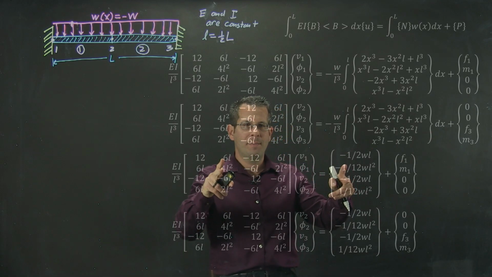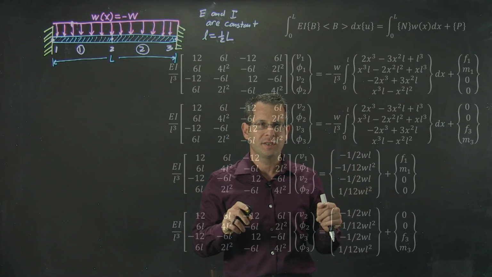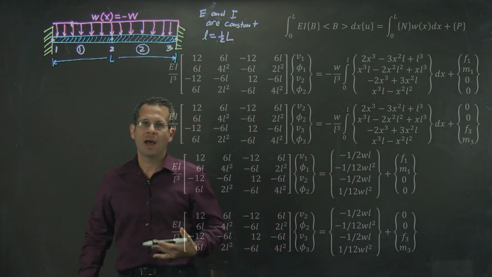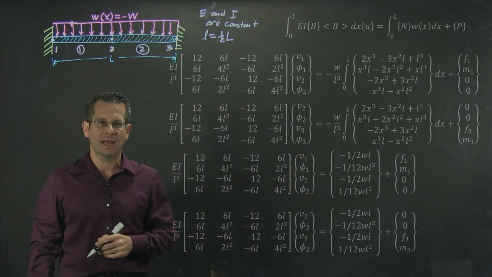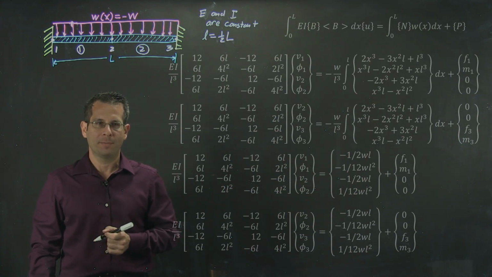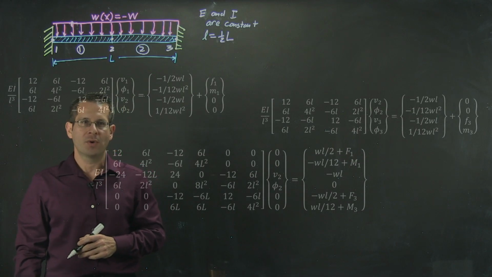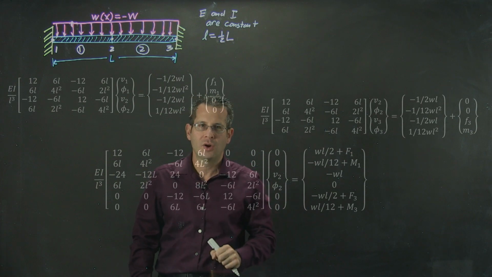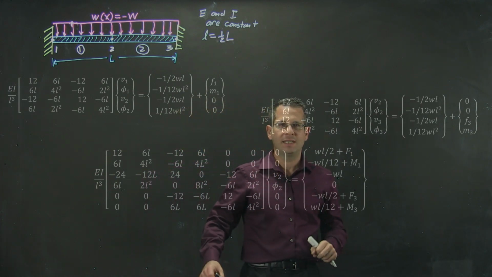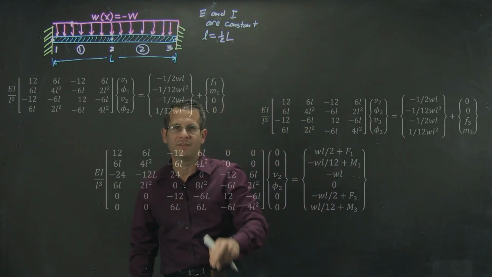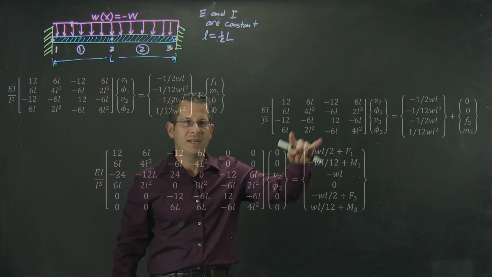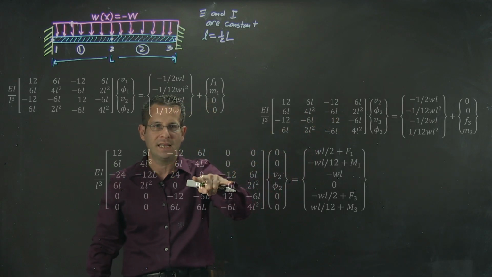Once I have my local stiffness problems written out, I can assemble a global stiffness matrix and a global problem. So here, again, I'm just re-showing the two local stiffness matrices so you can see how they form the global stiffness matrix. Again, I'm taking this matrix, I'm placing it here. I'm taking this matrix and I'm placing it here.